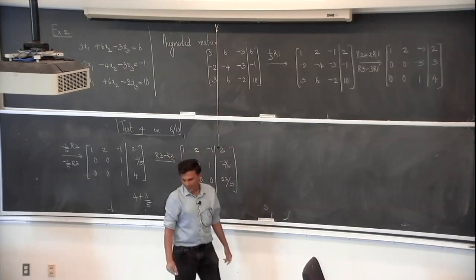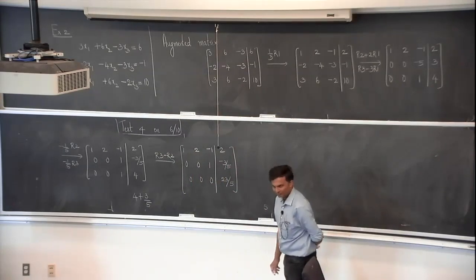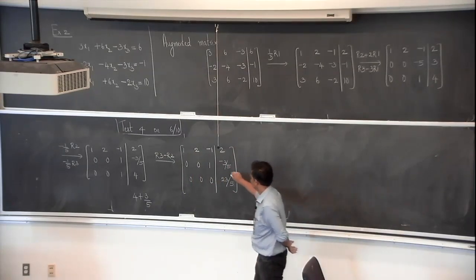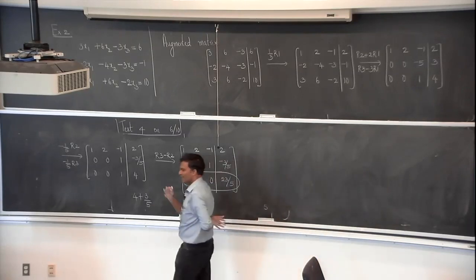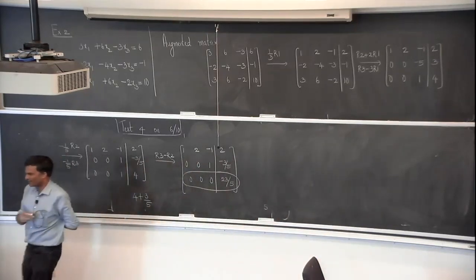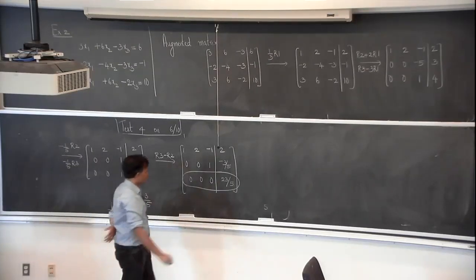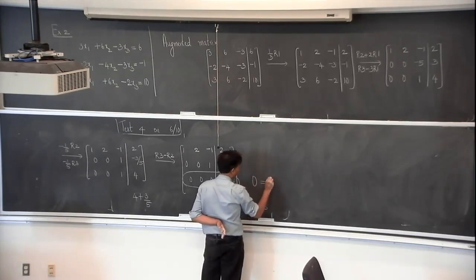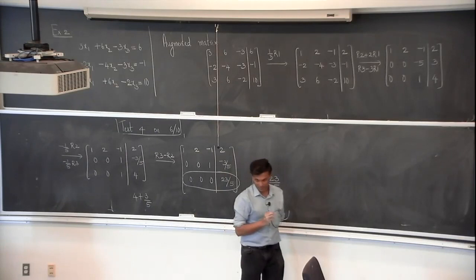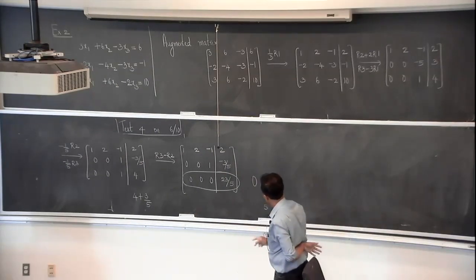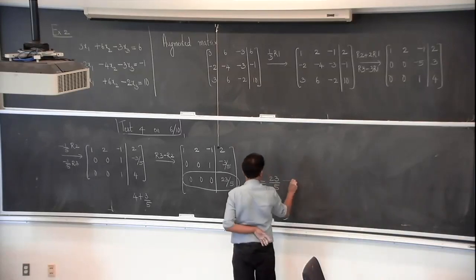What kind of a story is that last row telling us? If you just read it out in terms of equations, what does it say? 0 plus 0 plus 0 equal to 23/5. Now, do you believe it? You shouldn't. So what is the meaning of this answer here? No solution.